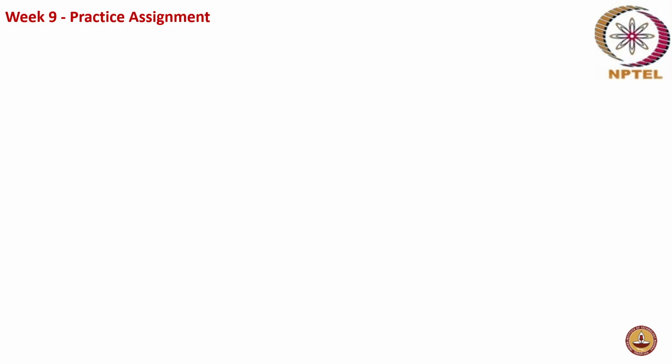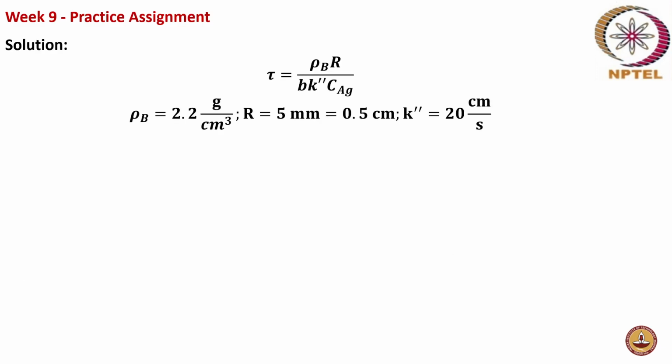Now, we already have the density of the solid, which is given as 2.2 gram per centimeter cube, and the radius of the graphite particle is given as 5 millimeter, which is nothing but 0.5 centimeter. They have also given the specific reaction rate constant k double prime equal to 20 centimeter per second.